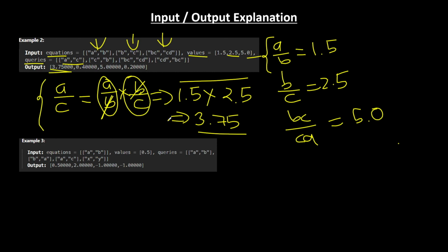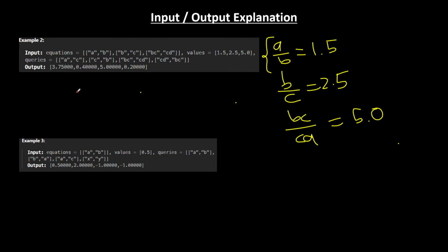Okay. Similarly, for the other, if we take c by b, how do we get c by b? Is it possible? We have b by c and a by b, right? Look here, what are we given? We are given c by b. If you look closely, we have b by c with us, right?